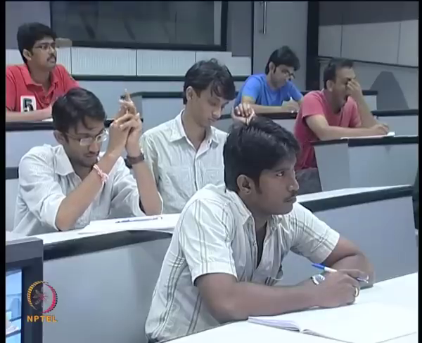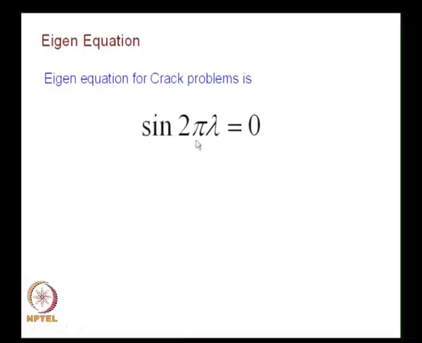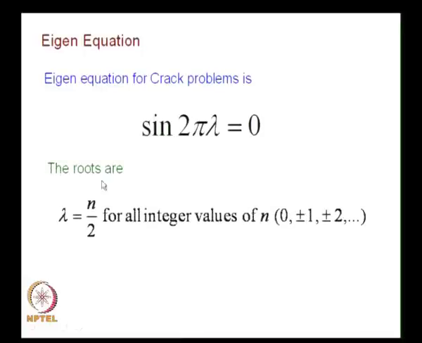So, by solving this equation, you would be able to get the Eigen values. Let us look at what are the roots of this equation. The roots are lambda equal to n by 2 for all integer values of n: 0, plus or minus 1, plus or minus 2, and so on. Now, we will have to find out which of these roots are admissible.